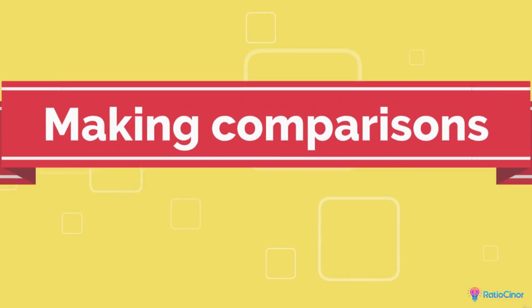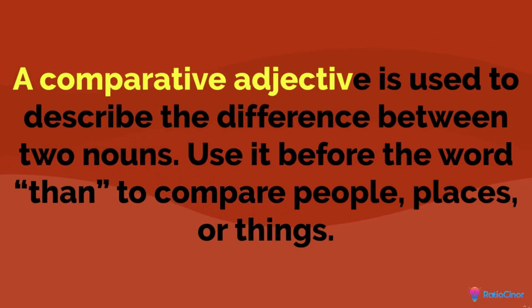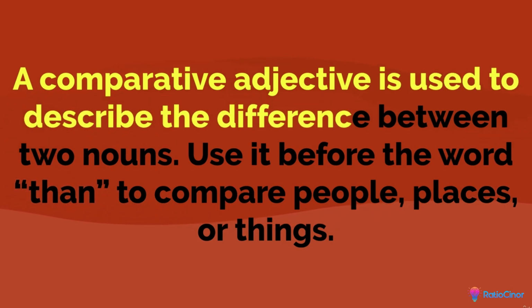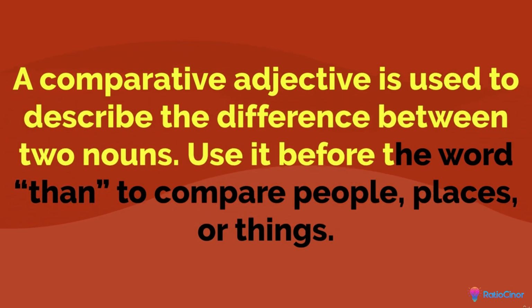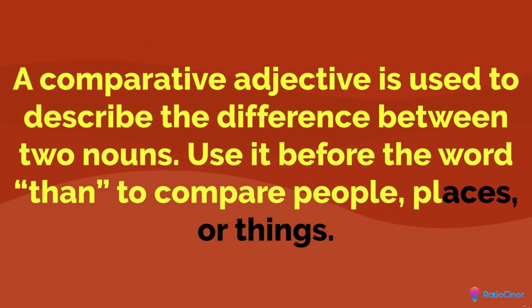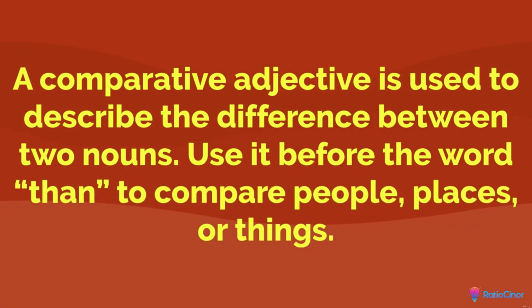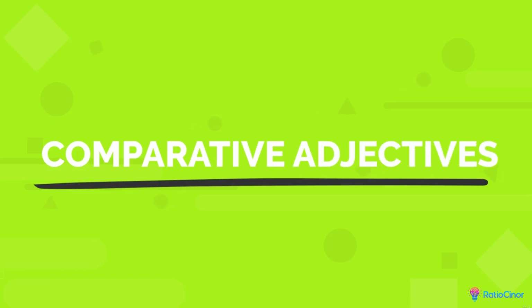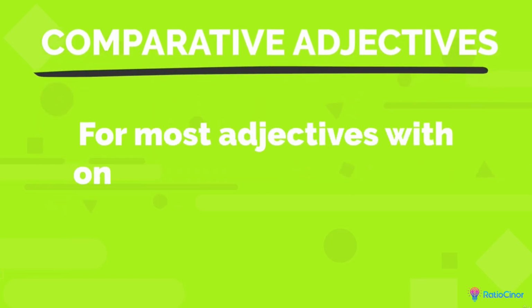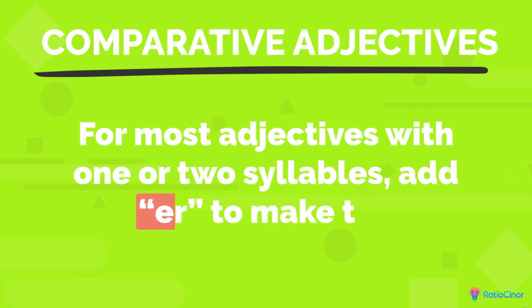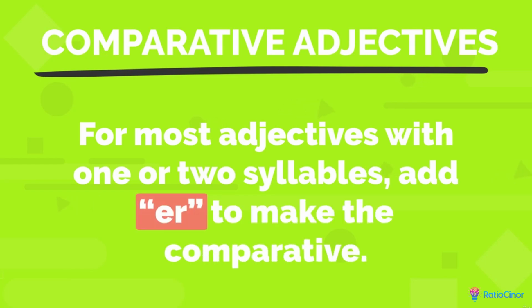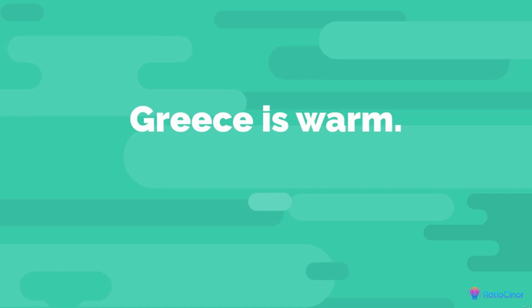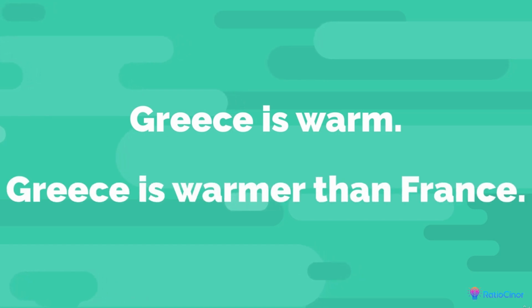Making comparisons. A comparative adjective is used to describe the difference between two nouns. Use it before the word than to compare people, places, or things. Comparative adjectives. For most adjectives with one or two syllables, add er to make the comparative. Greece is warm. Greece is warmer than France. Add er to make the comparative. Use than after the comparative adjective.